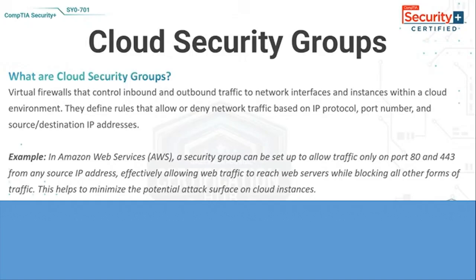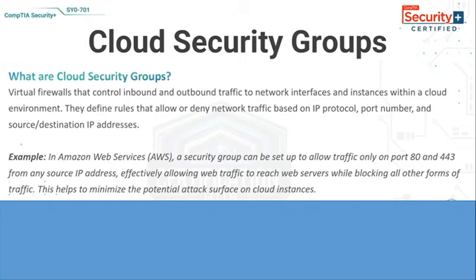Cloud security group is, you can say, a virtual firewall that controls inbound and outbound traffic to network interfaces and instances within a cloud environment. They define rules that allow or deny the network traffic based on IP protocol, port number, and source and destination IP addresses. This is what is related to the cloud security group.